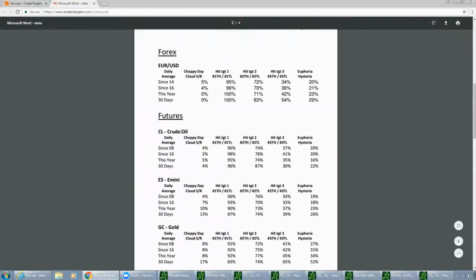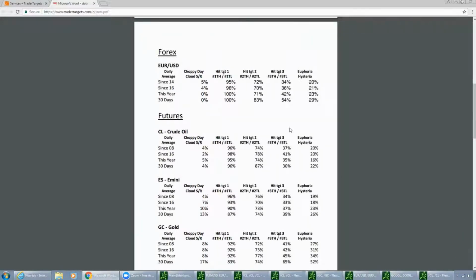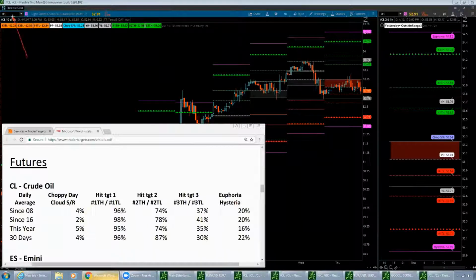Having found crude oil, I recommend for newer members and people interested in the TraderTargets model to put the report and their TraderTargets charts from the members area side by side, just so they can become familiar with the categories. We recommend that you first make sure that the ticker that you're looking at and the ticker on the report are the matching ticker symbols.